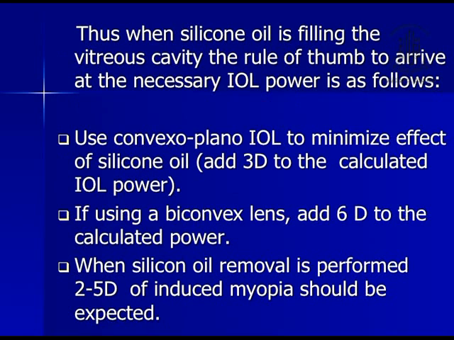Thus, when silicone oil is filling the vitreous cavity, the rule of thumb to arrive at the necessary IOL power calculation is as follows. Use convexo-plano IOL with the plane surface facing posteriorly to minimize the effect of silicone oil. We need to add 3 diopter to the calculated IOL power if you want to achieve emmetropia. If you are using a biconvex lens, however, you need to add more, that is 6 diopter to the calculated power. But when silicone oil removal is done, then again 2 to 5 diopter of induced myopia is expected.